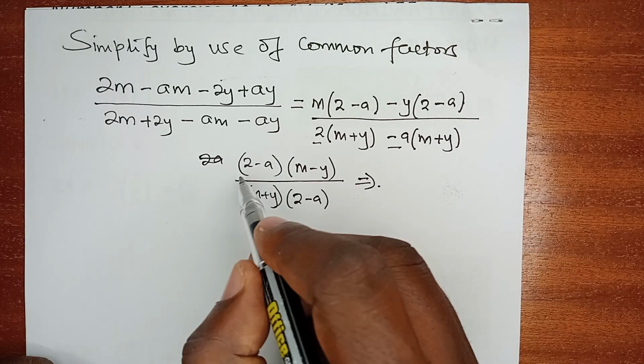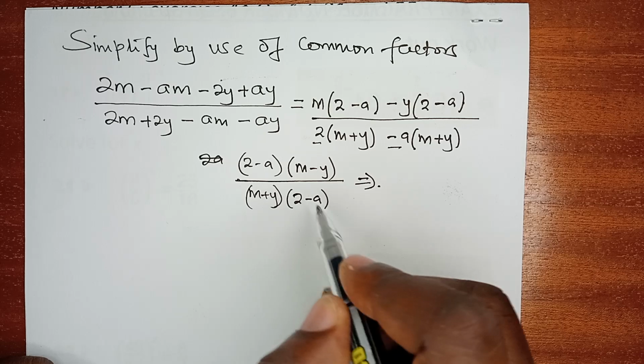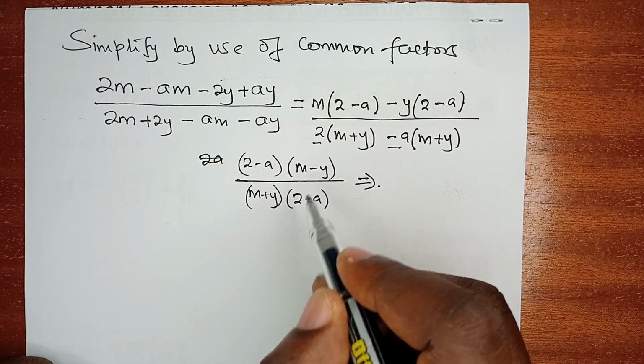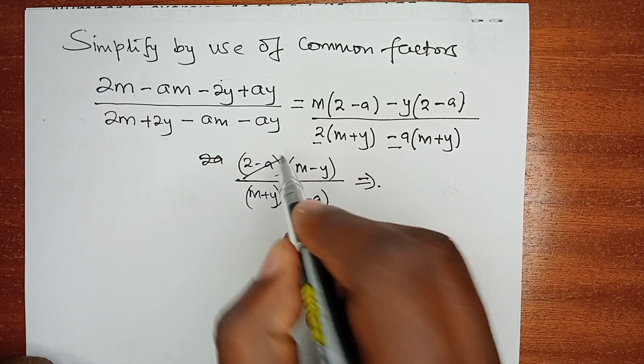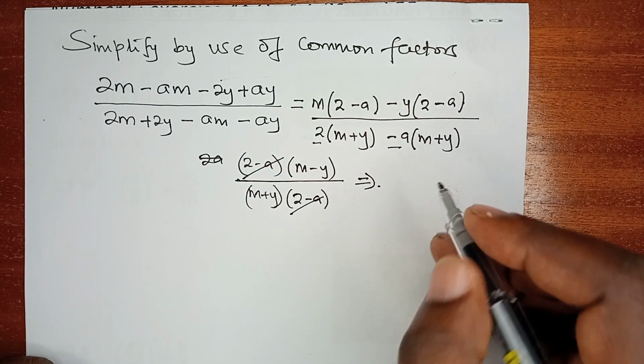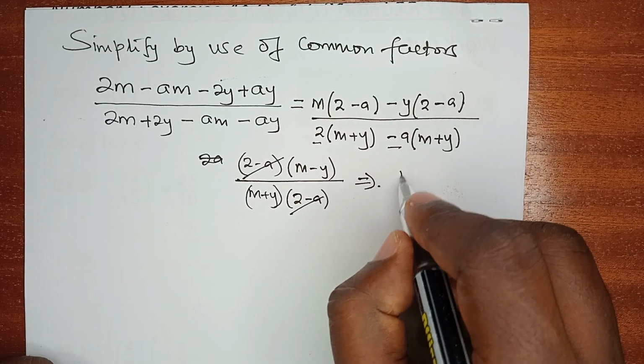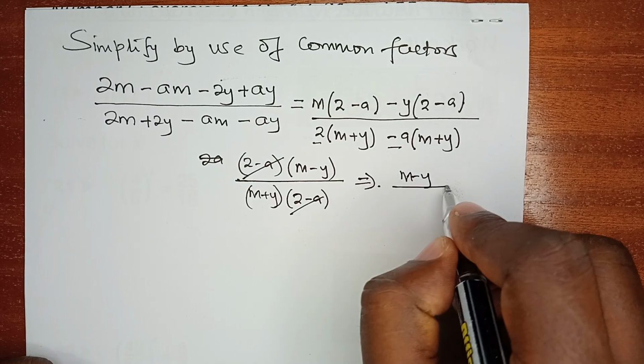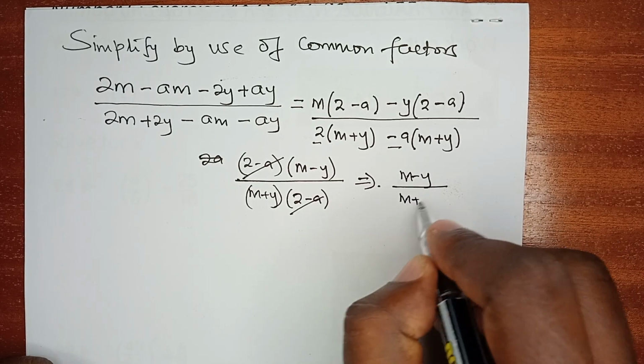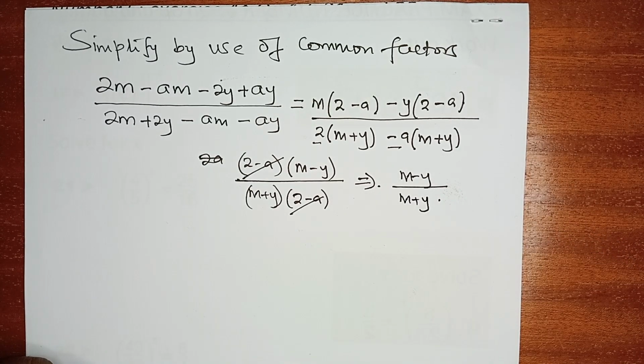Now we have 2 minus a appearing on both numerator and the denominator, so we have full permission to cancel that out, and our final submission is m minus y all over m plus y, and that is it.